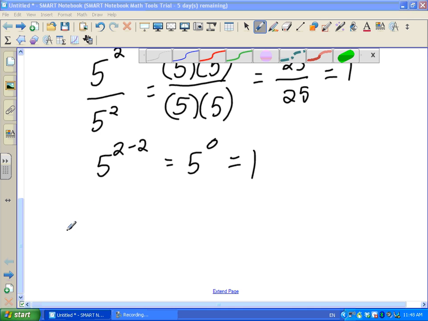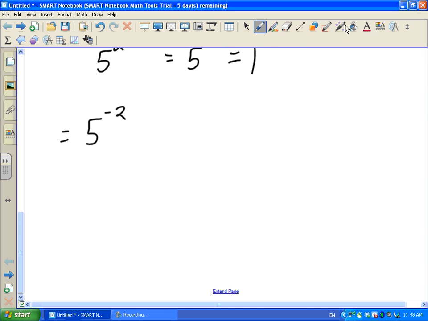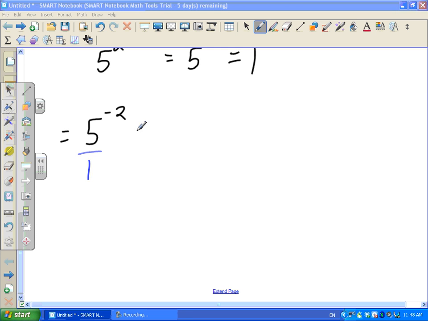Okay, so power of 0, you guys don't have a problem with it. We're going to do negative exponents. So, once again, I'm going to show you a rule. The power of negative 2. Okay? This says 5 to the power of negative 2. Now, first off, how can I write 5 as a fraction? Does anyone know? 5 over 1. Okay? Any whole number as a fraction is just that number over 1.